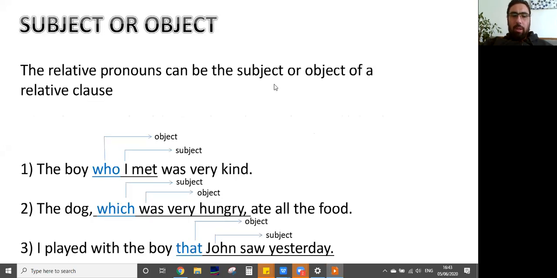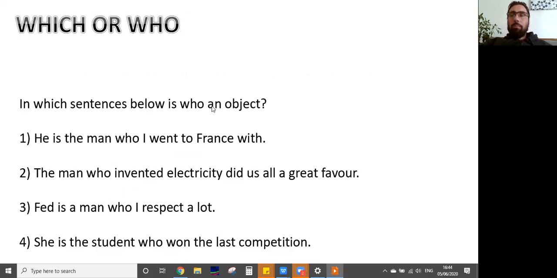Okay. So here we have a boy who I met. So here, who is an object. The dog which was very hungry. Sorry, which here is a subject. I played with the boy that John saw. So that is an object. Okay.